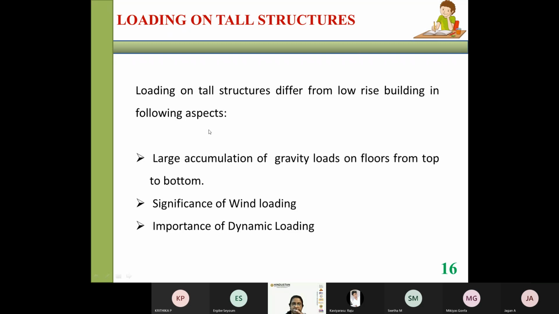In this slide, last class I explained how the loading is different from that of a low-rise building when we consider high-rise structures. When compared to the low-rise structure, in the high-rise structure there is a large accumulation of gravity load, from the top floor to the ground floor. Gravity load is represented as a combination of dead load and live load.